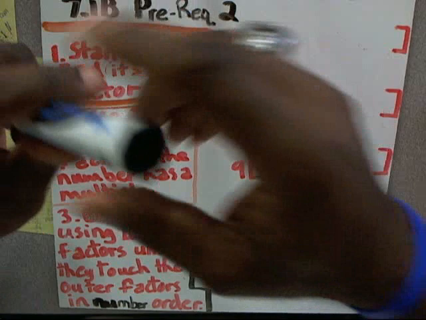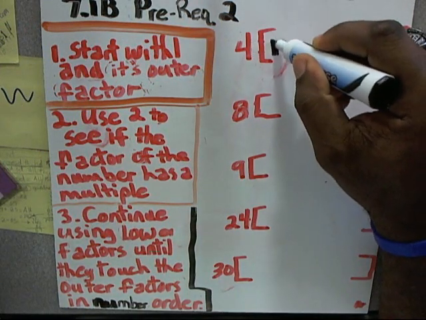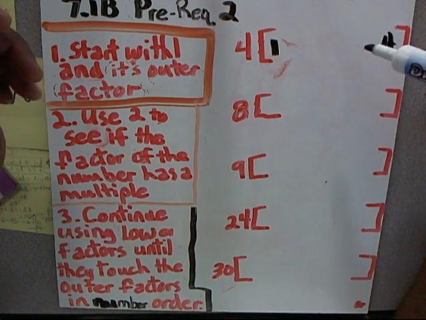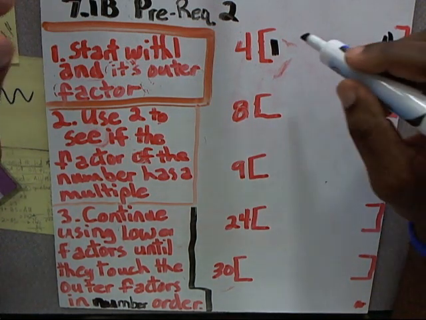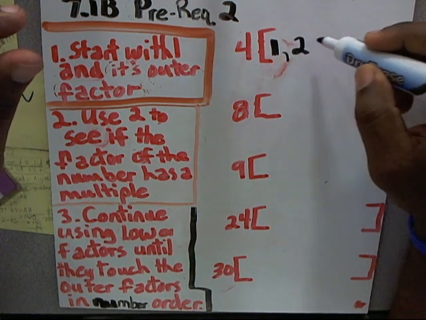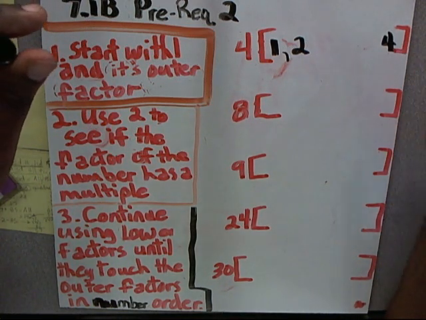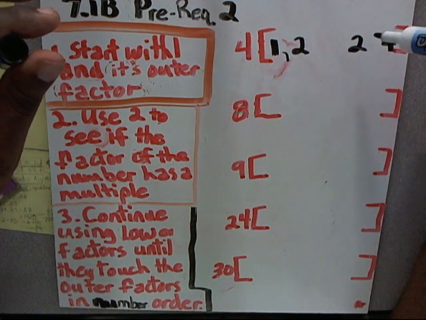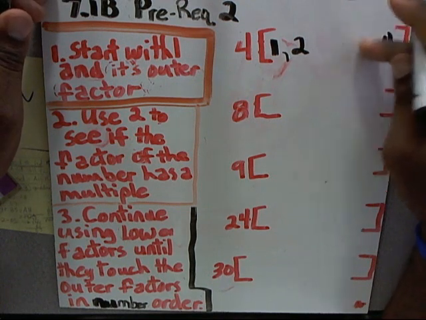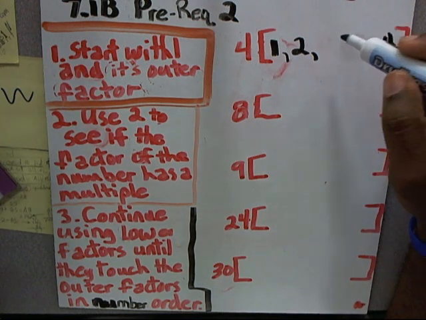The first thing you have to do is start with 1 and its outer factor. So we're going to start with 1, and the outer factor would be 4. Next, step 2, you use 2 to see if the factor of the number has a multiple. So we're going to use 2 and see if 2 can go into 4. Yes, it can. So we would put another 2, but we only need just one 2, so we'll go ahead and take that one out.